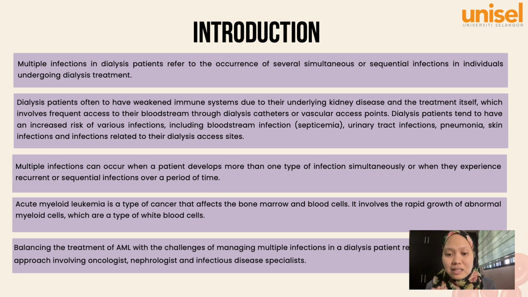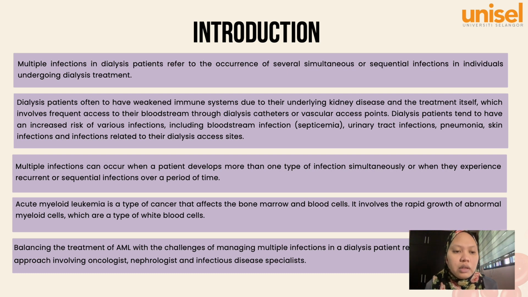So basically, when dialysis patients have a weakened immune system, they are prone to infections, not only a single infection but multiple infections. Third, multiple infections can occur when a patient develops more than one type of infection simultaneously, or when they experience recurrent or sequential infections over a period of time. Again, multiple infections are very high risk to dialysis patients.